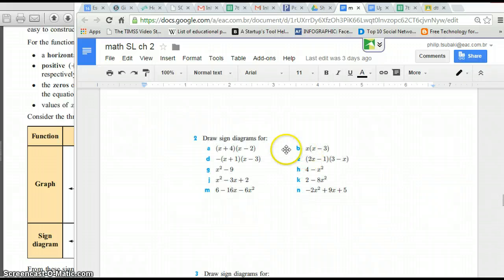And in the next ones, we draw sign diagrams for these factored functions. When you draw a sign diagram for a factored function, the first thing you're going to do is mark the points where it's 0. When you have factored a function, it's very easy, because you just look at this and ask, when is this function 0? Well, it's 0 when x equals negative 4 or when x equals positive 2. So you mark negative 4 and 2 on the number line, and then you figure out when it is positive and when it is negative.